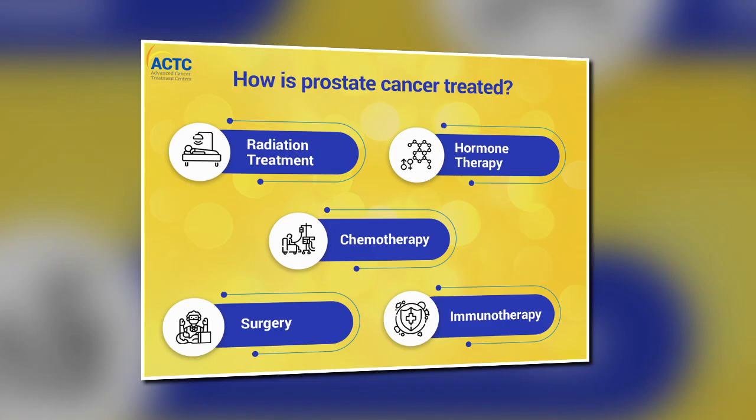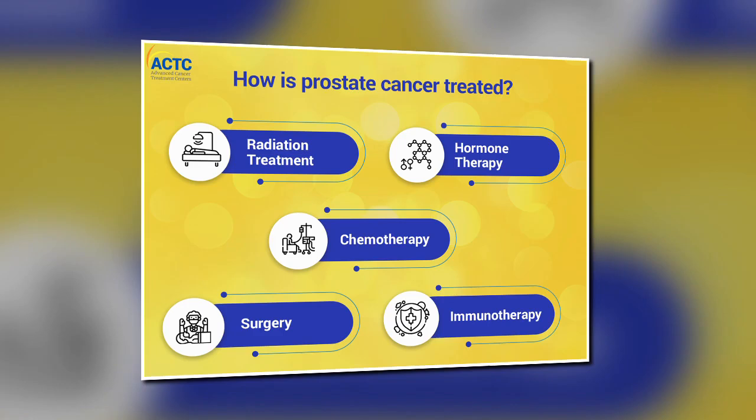What happens after treatment? After treatment, some men keep getting checked to see if the cancer comes back or starts growing more quickly. Other men choose not to be checked. Follow-up tests can include PSA tests, exams, biopsies, or imaging tests.